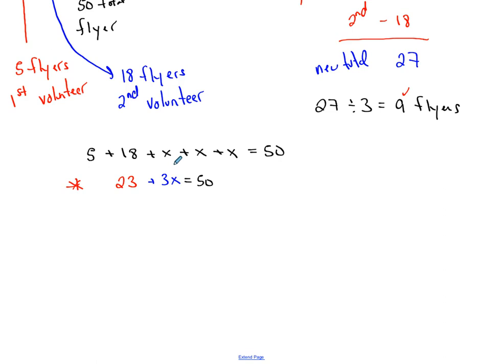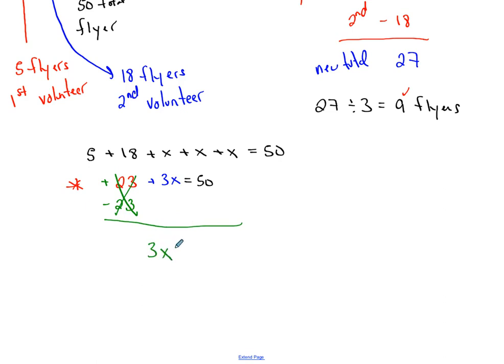Yep. You would do 50 minus 23. Excellent. 50 minus 23. So 50 is my total flyers. I want to take away from the total flyers the flyers that were given to the first and second volunteer. Well, how do you get rid of a positive 23? What's the opposite of positive 23? Minus 23. So I'm going to subtract the 23 here so I could cross that out and simply write 3x.